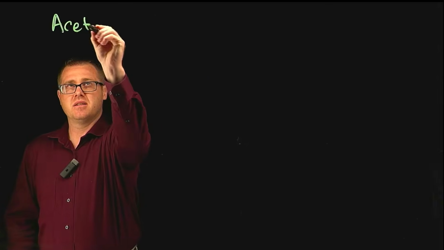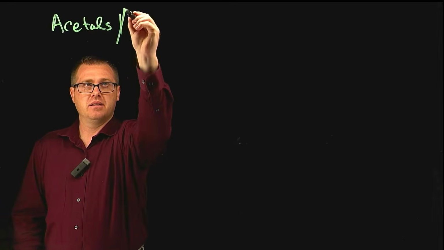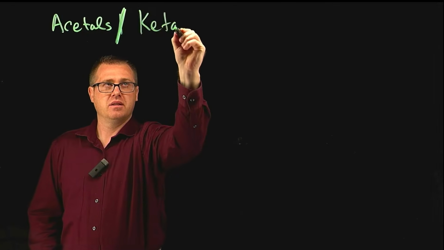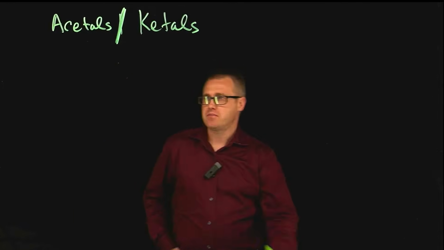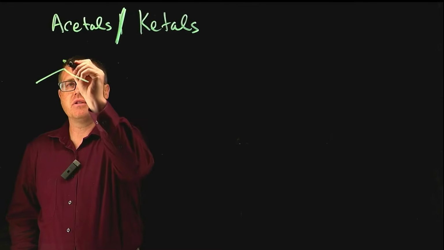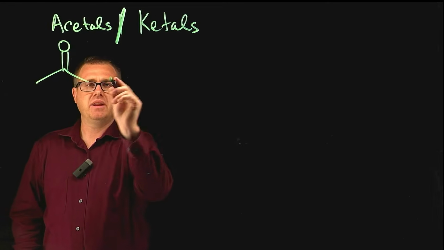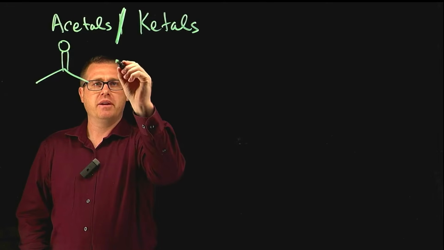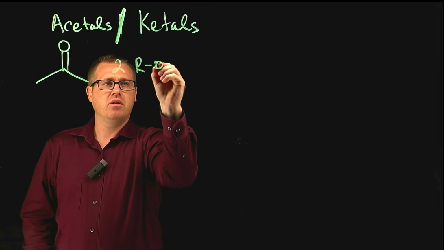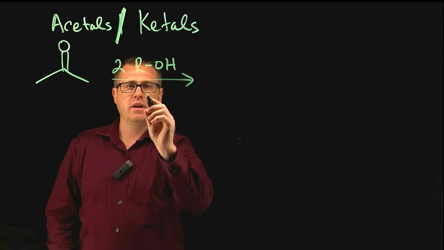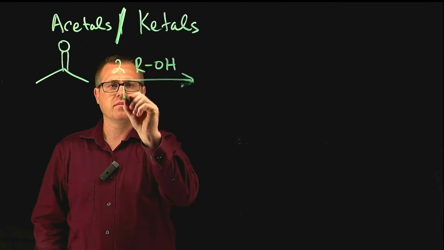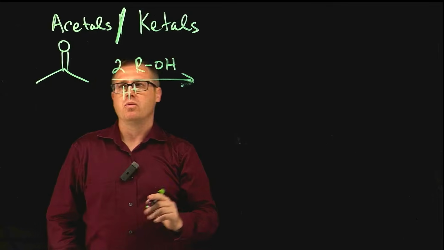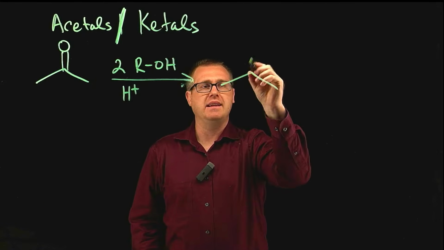Let's talk about acetals and ketals and how we make those reactions happen. We talked about in general terms that if we start with the ketone and we treat it with 2 moles of an alcohol with an acid catalyst, we will generate a ketal.